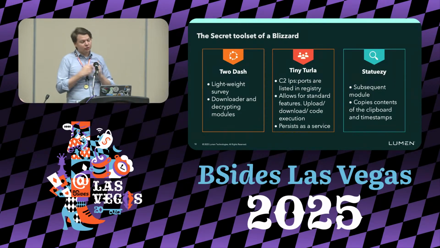The first one is called 2-. 2- was a super lightweight survey tool. So it's basically asking, am I in a VM? Are you actually running? Is this a real system? Can I actually enumerate things like MAC addresses? And if they said, yep, this does look like a real system, we're going to use this to then download an additional module. We're going to decrypt that, and we're going to run it all in memory, because memory is where you want to live.